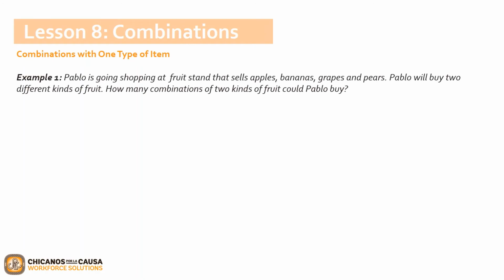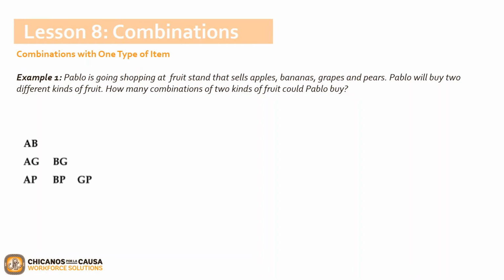Example 1. Pablo is going shopping at a fruit stand that sells apples, bananas, grapes, and pears. Pablo will buy 2 different kinds of fruits. How many combinations of 2 kinds of fruits could Pablo buy?